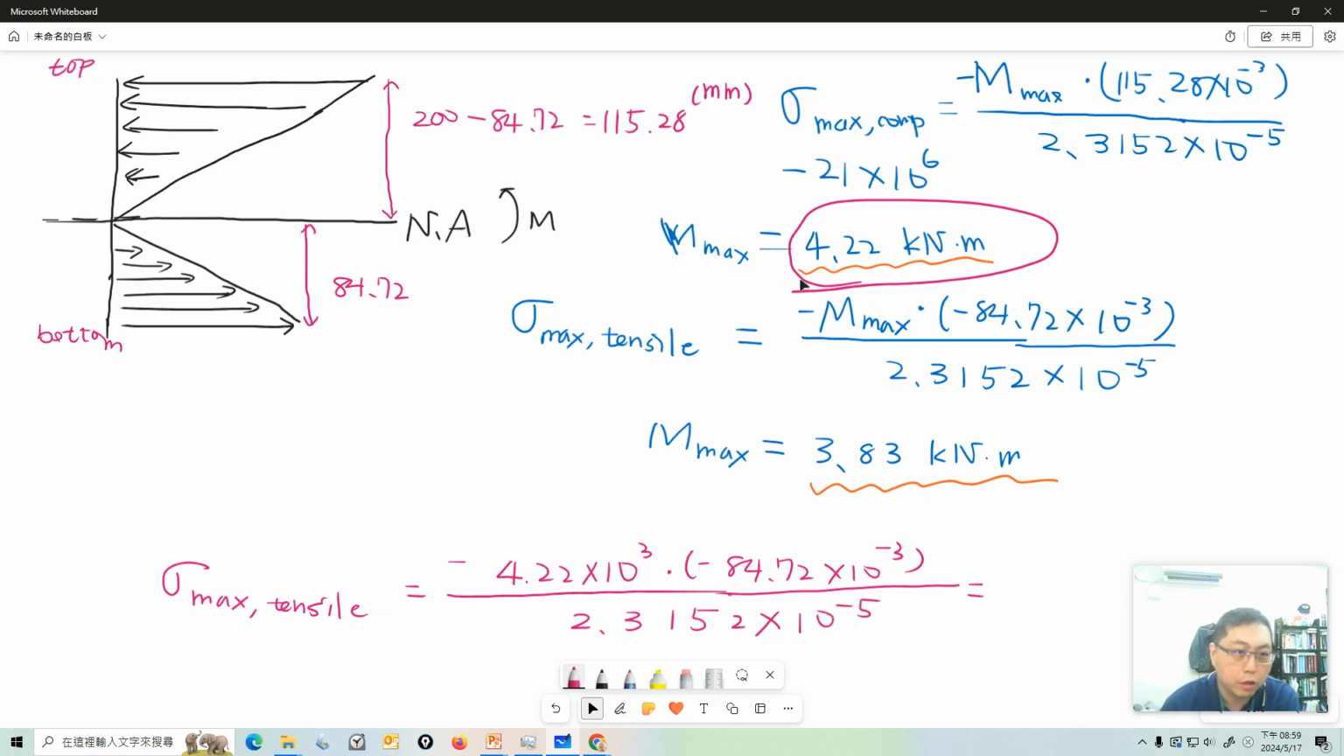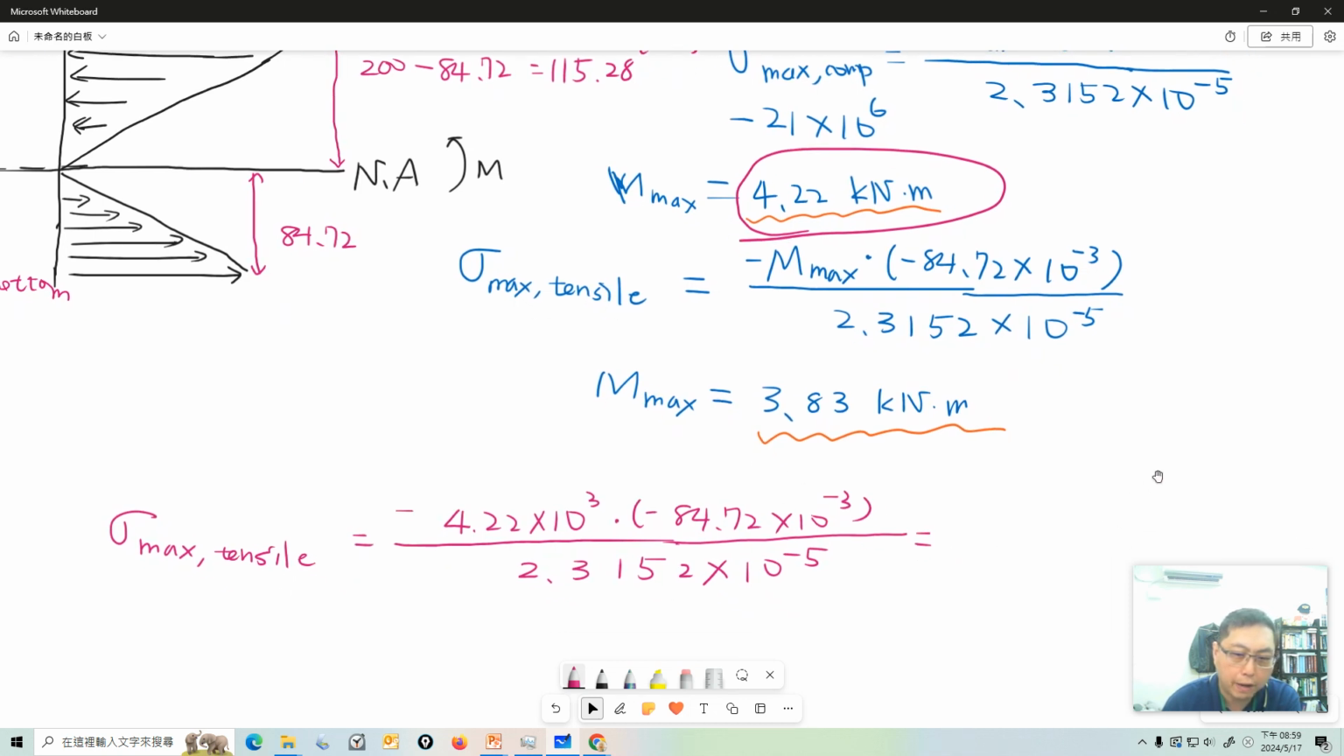If we use this maximum moment, we think we want to determine the maximum value. So this is greater than this one, but is it really the answer? So we choose this value 4.22 and do the back calculation to find what the maximum tensile stress would be. You can use your calculator for this. There's a minus sign here, but they will cancel out.